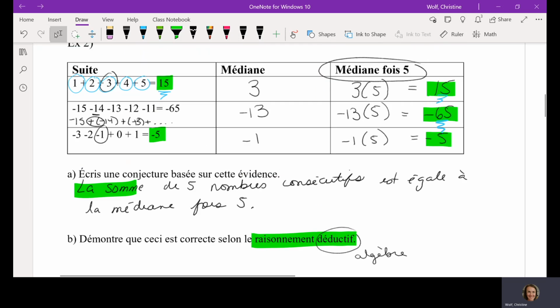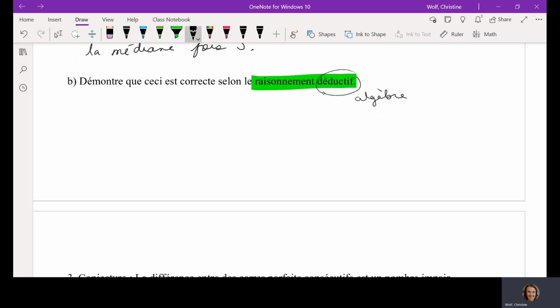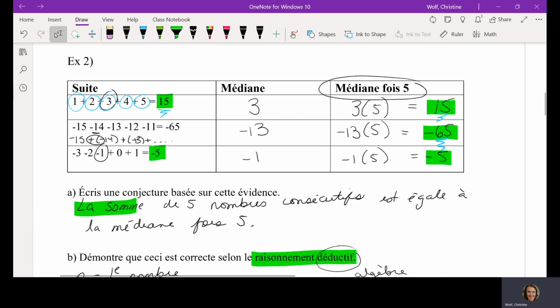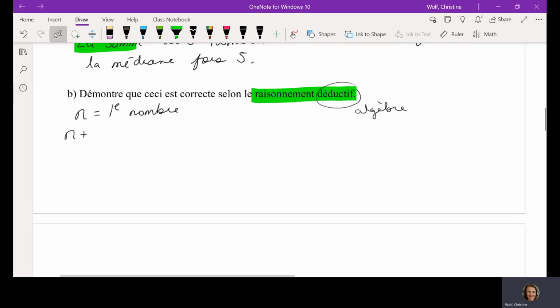I have to add 5 numbers together. So, j'allais indiquer que n égale le premier nombre. So, I'm just starting with some random number, say 6, OK? Mais je sais que la prochaine, if my first one is 6, il faut que la prochaine est 7. Parce que ça dit qu'il faut que les nombres sont consécutifs, one after another. So, je juste ajoute 1 pour rendre à la deuxième nombre.